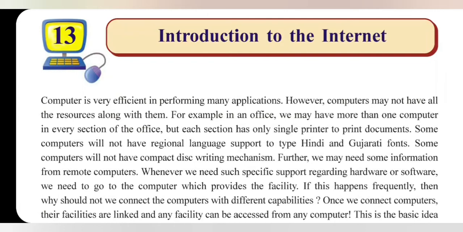When we connect the computers together, their facilities are also linked, and any facility can be accessed from any computer. So when we combine, join and link all these computers, from any one computer all the facilities become available. From any computer you can type in the regional language, from any computer you can take the printout. So the facility is available in one computer, but when you connect them with each other, all the facilities are shared among them.